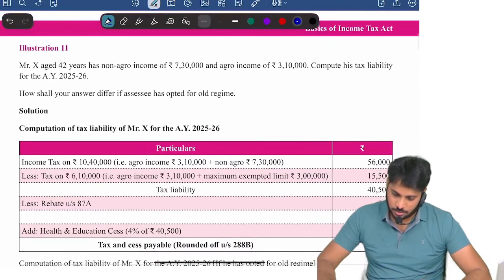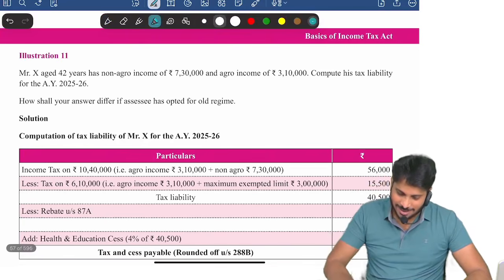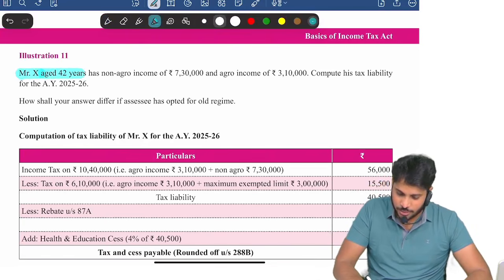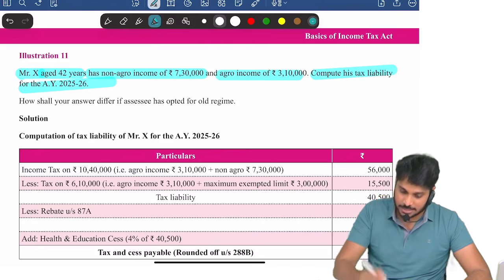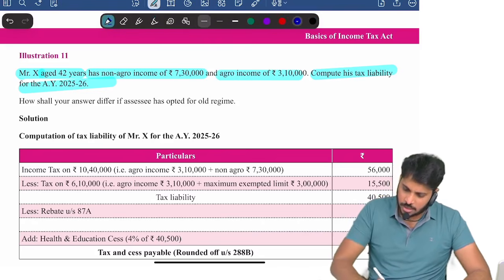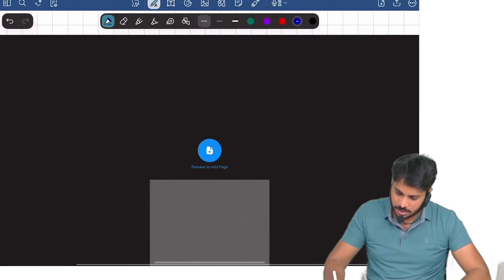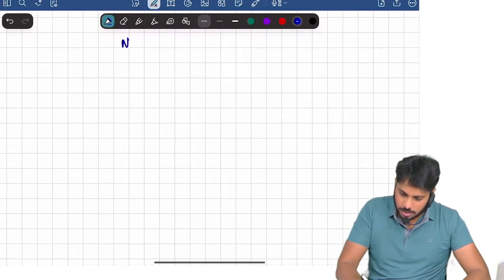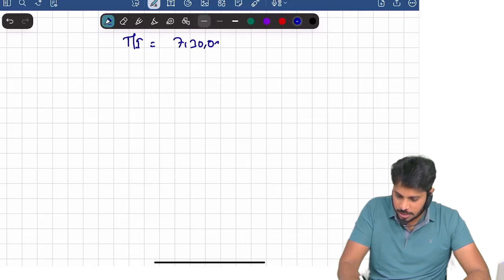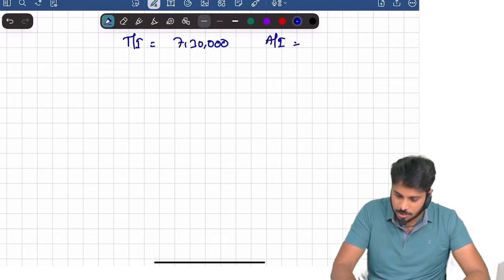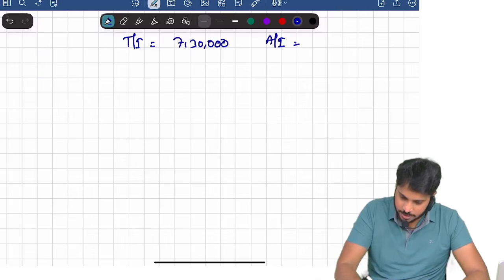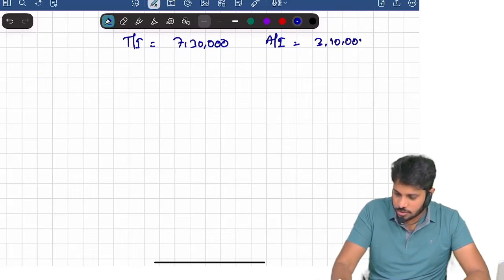Another illustration. Oh, aggregation topic. Mr. X, aged 42 years, has a non-agriculture income of 7,30,000 and also agriculture income of 3,30,000. Compute his tax liability, they are asking. Okay, non-agriculture 7,30,000. So total income, I will call it as total income, how much? 7,30,000. Agriculture income how much? 3,10,000. Okay.